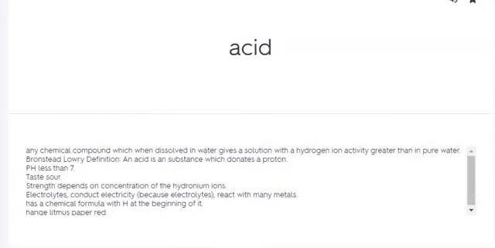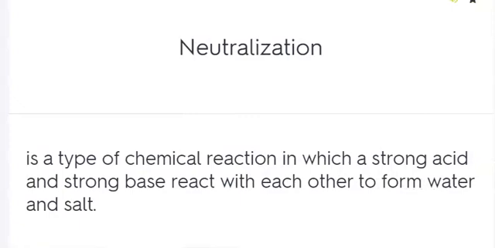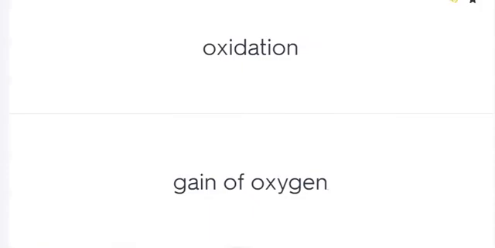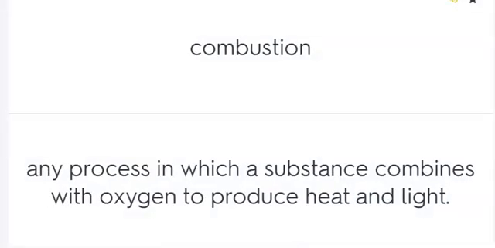Acid. Base. Neutralization is a type of chemical reaction in which a strong acid and strong base react with each other to form water and salt. Oxidation: gain of oxygen. Combustion: any process in which a substance combines with oxygen to produce heat and light.